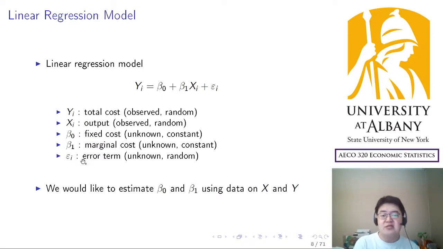Finally, epsilon is the error term. It is unknown. From the data, we don't have information about the error terms, how much error we have. So it's unknown. Also, it is random. The error may be different from one observation to another. That's what an error term implies, so it's easy to understand. Simply speaking, we would like to estimate beta 0 and beta 1 using data on x and y.